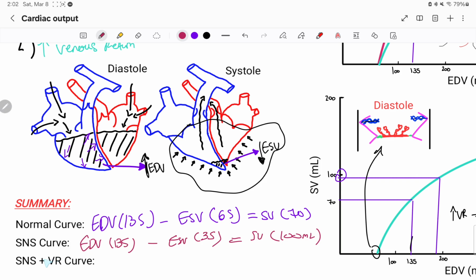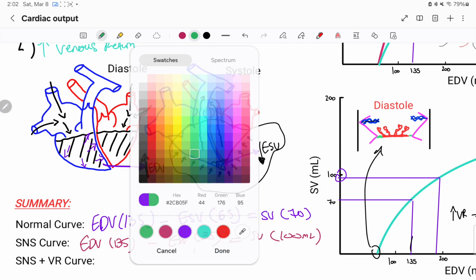And how would you do that? I remember I told you that the sympathetic nervous system can also activate the venous return as well. And so this would be the greatest response here. Let's take a look at this response.